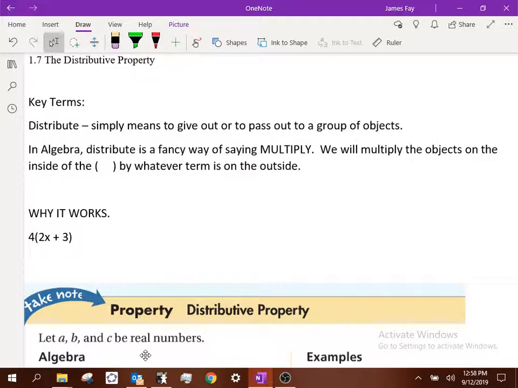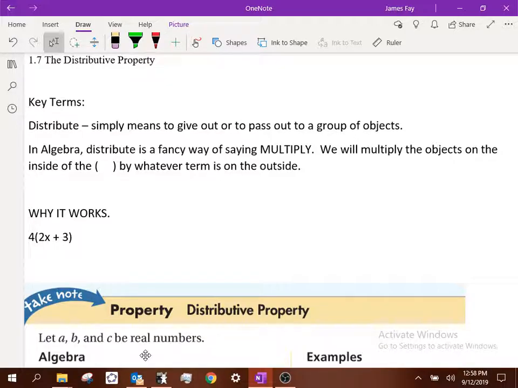I just gave you guys the notes, right? I gave everybody in this group the same thing. So I just distributed that paper to everybody in this group, okay? That's all distribute means, to give something out or to pass something out to everybody in the group. Algebraically speaking then, we add a little bit to it. If we're going to distribute in mathematics, the process of giving something out is done through multiplication, okay?